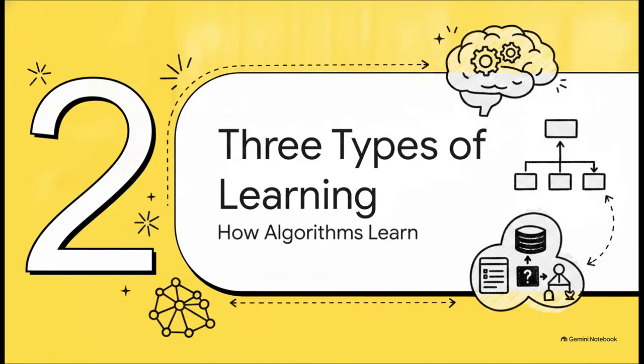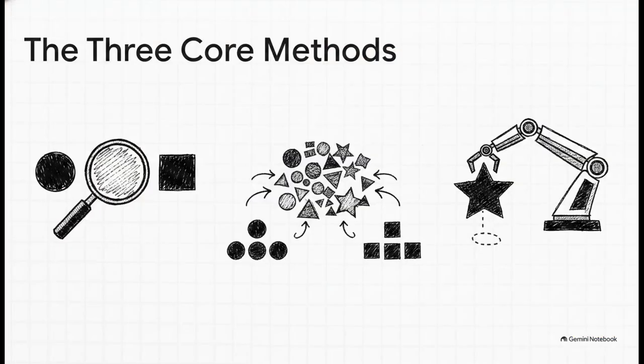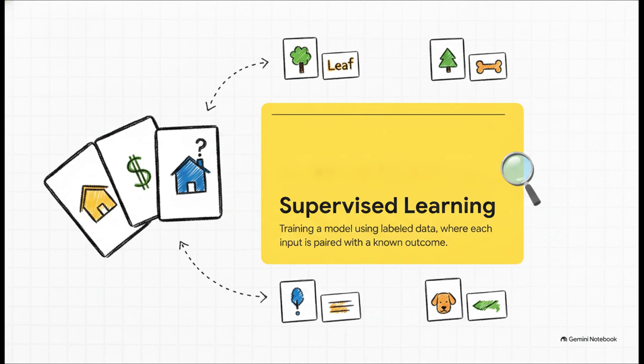Which brings us to part 2, 3 types of learning. Let's look at how these algorithms actually pull this off. Algorithms generally use one of 3 main methods to learn: supervised learning, unsupervised learning, and reinforcement learning. And each of these approaches relies on a totally different kind of signal or feedback to help the algorithm extract rules from the data.